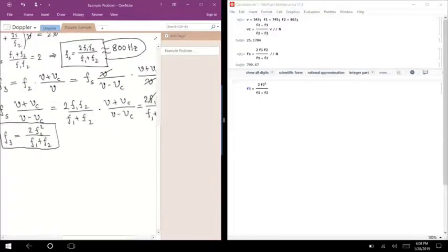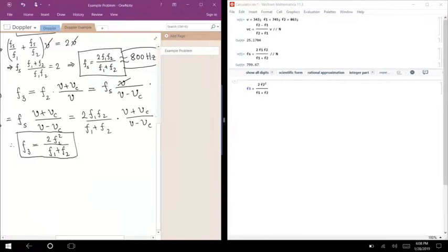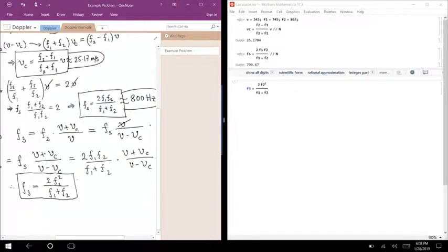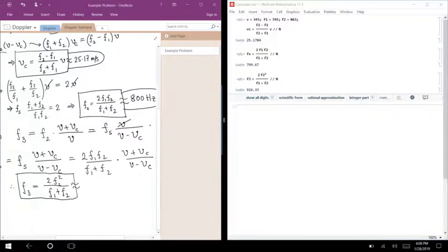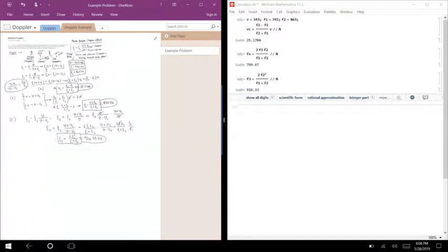And what's the frequency that the driver of the car receives when the wave is reflected by the wall? This is the third part of the problem. Again, here we want an answer in terms of decimals. So we get 926.33 hertz. All right, so that's our three-part Doppler effect problem.